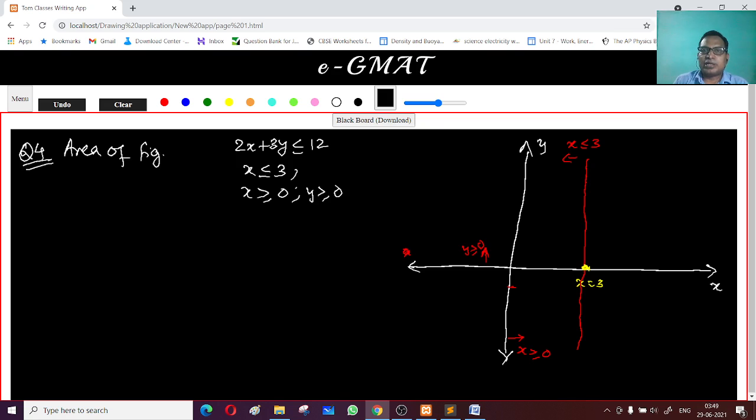So if I have to plot this line, I know how to do it. So 2x plus 3y is less than or equal to 12, right? What I'm going to do is first choose the line of equality, 2x plus 3y equal to 12. To find the points, I put x equal to 0 and I get y equal to 4. If I put y equal to 0, I get x equal to 6.